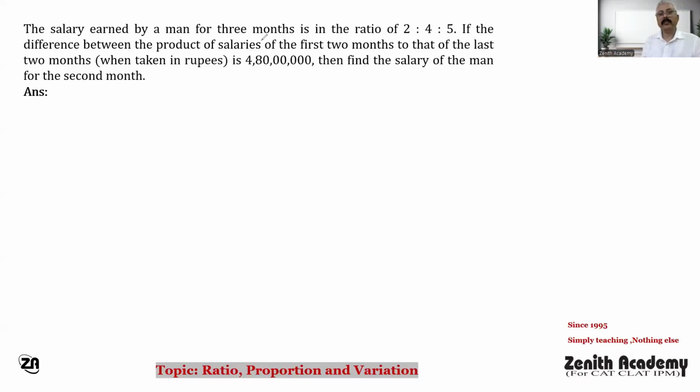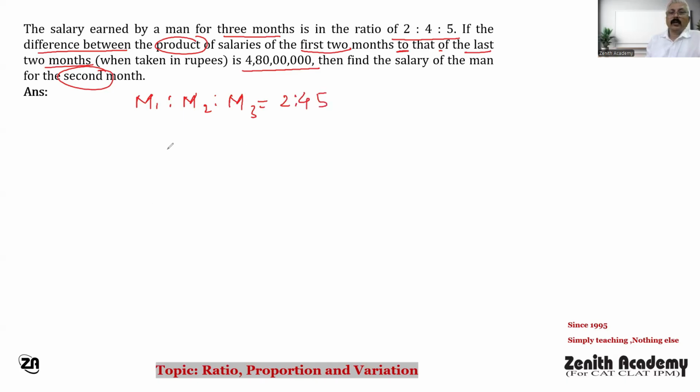The salary earned by a man for 3 months is in a ratio of 2 is to 4 is to 5. If the difference between the product of the salary of the first 2 months to that of the last 2 months is 480,000, then find the salary of the man in the second month. Okay, first month's salary, second month's salary, and third month's salary ratio is given 2 is to 4 is to 5. The difference between the product of the first 2 months' salary and the product of the last 2 months.